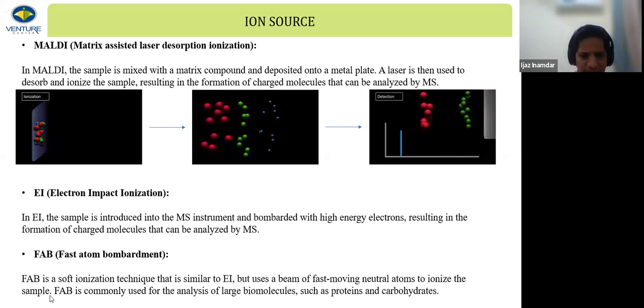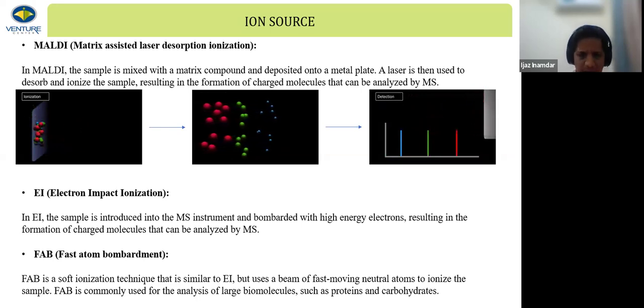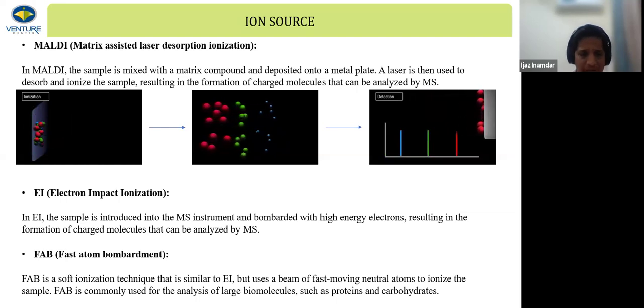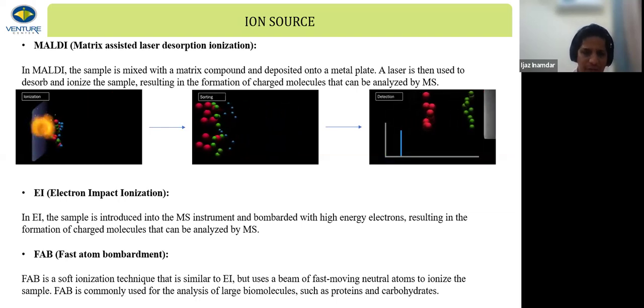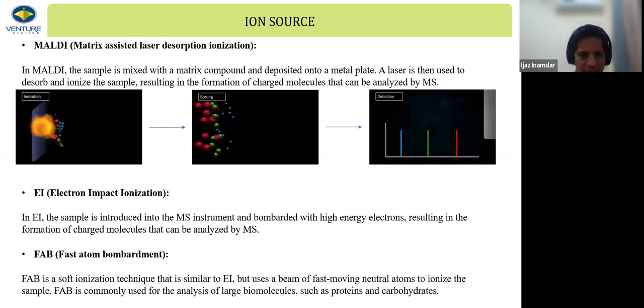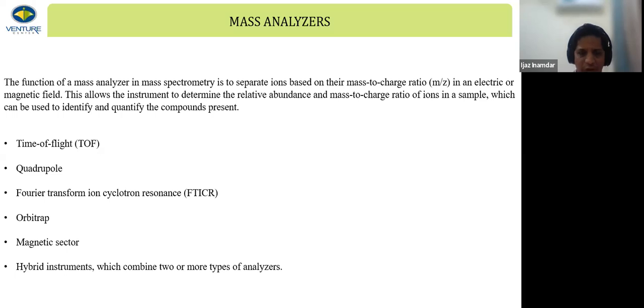Then another one is fast atom bombardment. These are highly specific sources, used when your requirement is particular and not routine, or you want to get some additional data. Fast atom bombardment is also one of these, but at least I have not used it in the last, let's say, 5 to 6 years. Okay, so we have talked about sources.